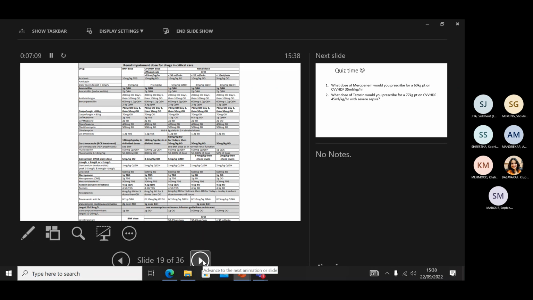On the days that they're off the filter, then you can reduce it slightly to TDS or BD. On the days that they are on the filter, then you optimize it and increase it again. And the nurses are very good at prompting as well and letting you guys know. Thank you. Next slide.